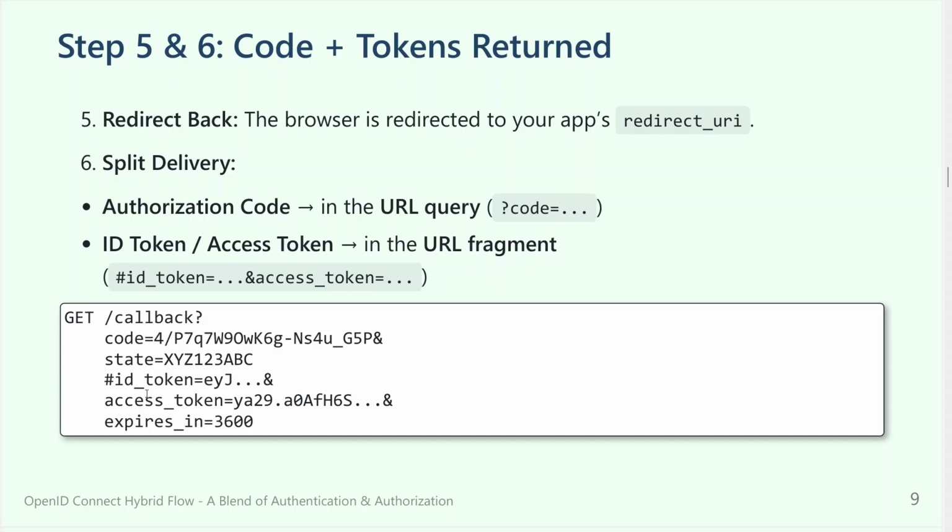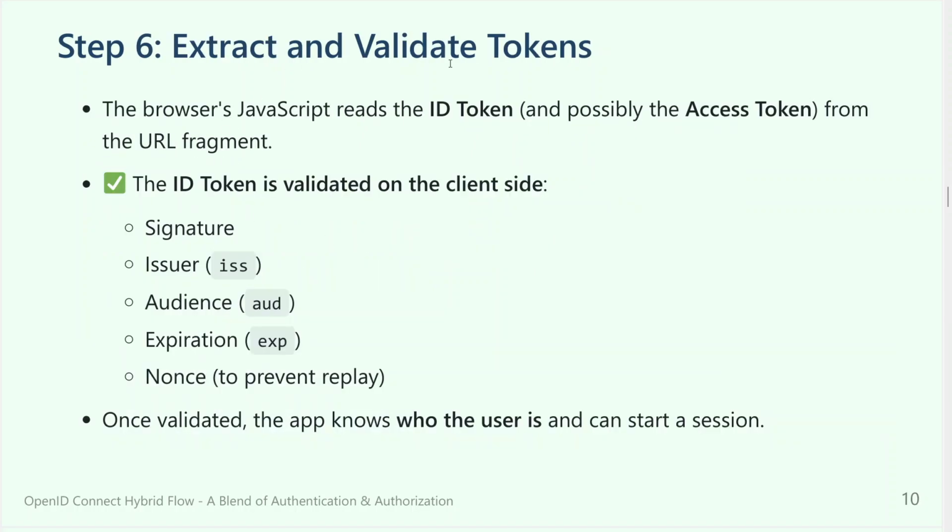They can be here or not, depending on your request, and of course the expiration time. I would advise you to not put access token on this call, but you can. Now you extract and validate the tokens on the sixth step. The token is validated on the client side. Client side is your browser. You can check the signature, the issuer, the audience, the expiration, and the nodes.